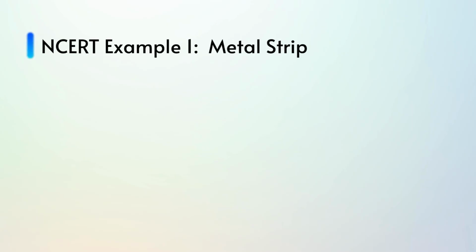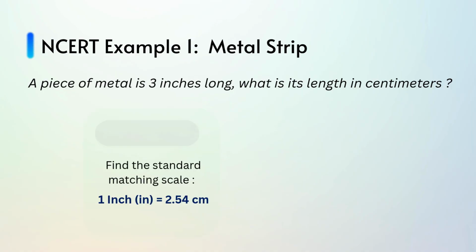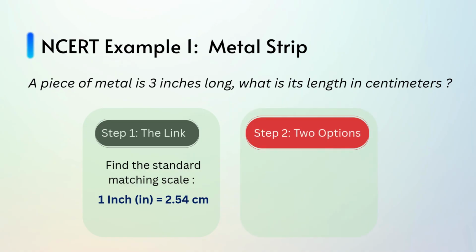Let's solve our first NCERT example. A piece of metal is 3 inches long. We have to convert its length into centimeters. Now first find the standard conversion. We know that 1 inch is equal to 2.54 centimeters. This is our conversion link. Now we have 2 possible fractions. Option A is 1 inch upon 2.54 centimeter. Option B is 2.54 centimeter upon 1 inch. Remember, the values of both these options are equal to 1. Now which one should we choose?